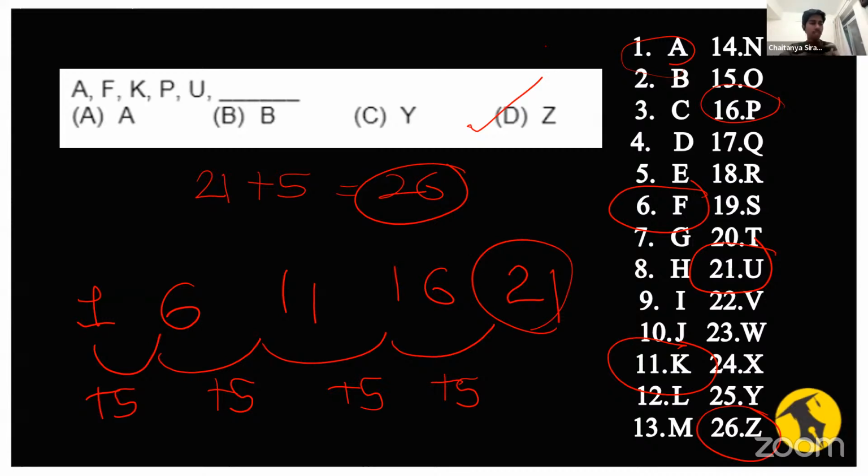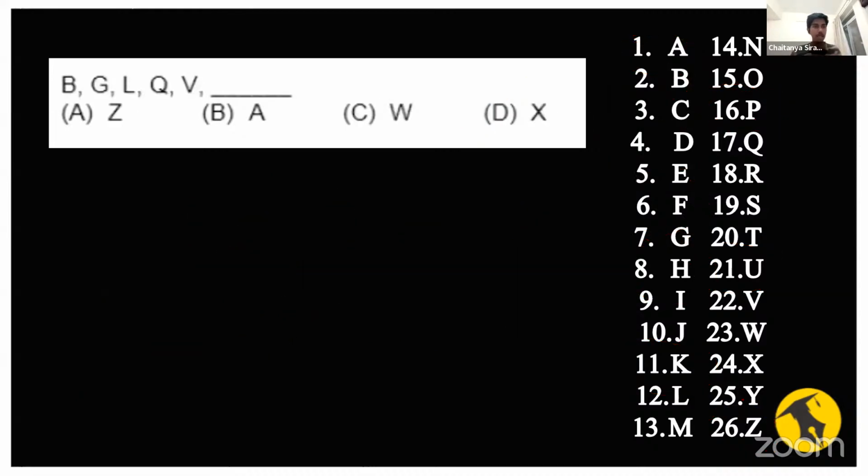Fairly easy question. 1, 6, 11, 16, 21. So you're adding 5 every time. I add 5 to 21, which gives me 26. The letter corresponding to 26 is Z. So the correct answer is option D. I hope this is clear. We will move ahead.